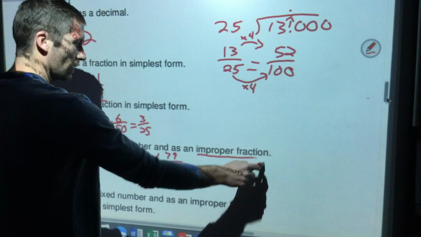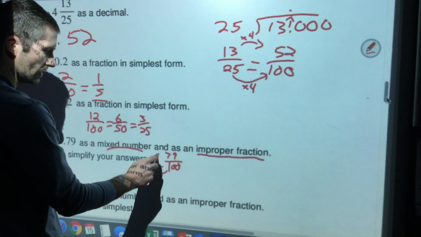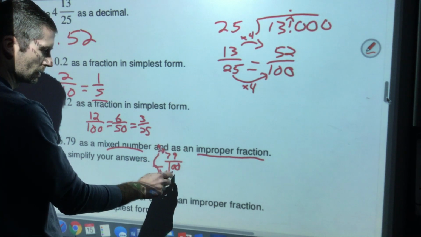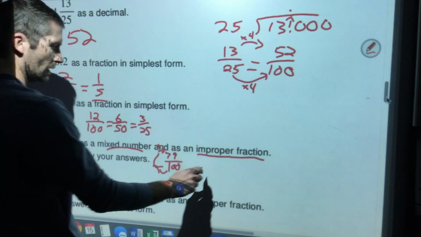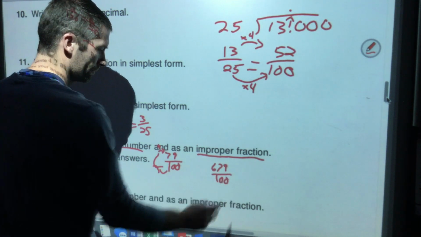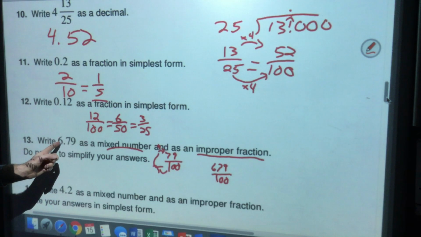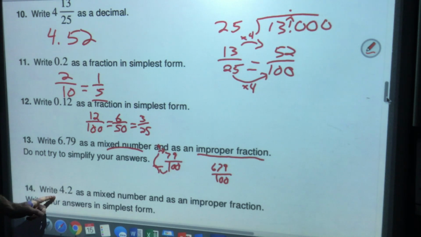Now to write it as an improper fraction, remember how we do this wheel thing. 100 times 6 plus 79. 100 sixes is 600 plus 79, 679 hundredths. We could also go back to our original problem and see that this would be 600 hundredths plus 79 hundredths.